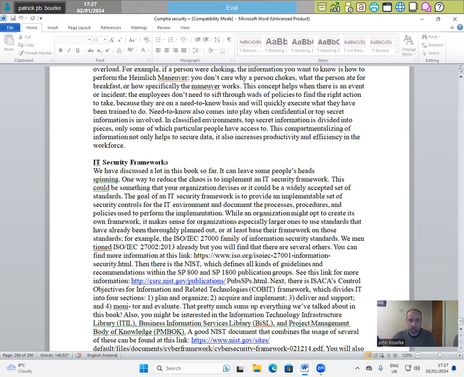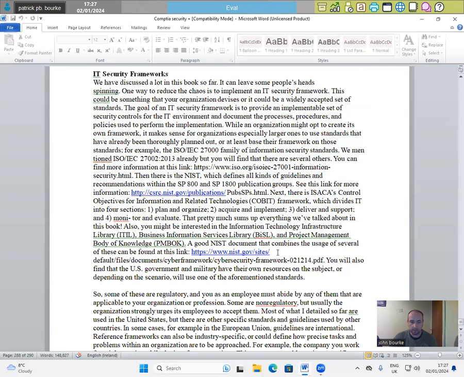Also, you might be interested in the Information Technology Infrastructure Library, ITIL, Business Information Services Library, BISL, and Project Management Body of Knowledge, PMBOK. A good NIST document that combines the usage of several of these can be found at the link https://www.nist.gov/sites/default/files/documents/framework/cybersecurity-framework-021214.pdf.